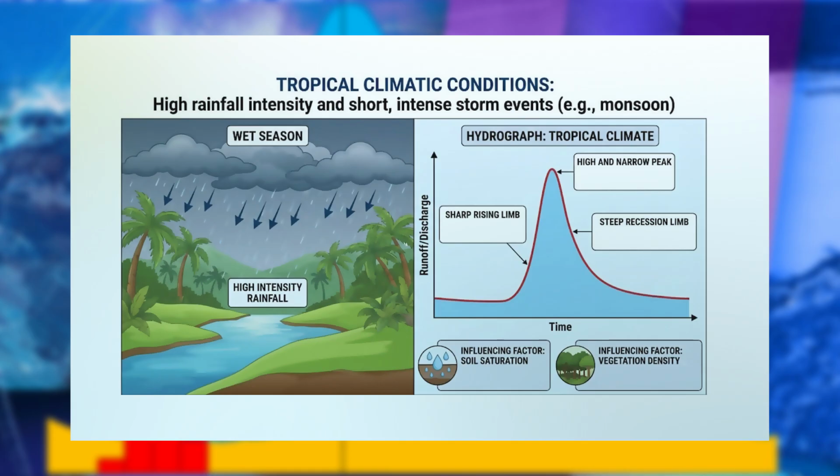The shape of the hydrograph depicts sharp rising limbs due to the intense precipitation and high runoff generation, high and narrow peaks indicating concentrated runoff over short periods, and steep recession limbs as infiltration and storage capacities are often overwhelmed by heavy rainfall. Influencing factors such as soil saturation in wet seasons amplify the runoff, and vegetation density can buffer the flood hydrograph during the initial stage of the wet season, but may be overwhelmed during prolonged rainfall.